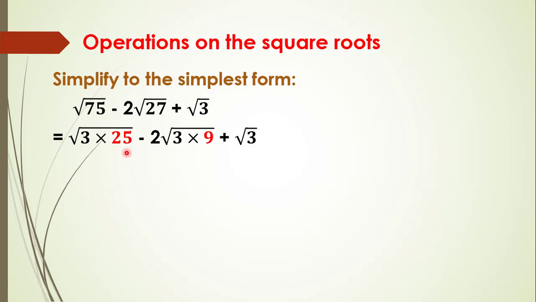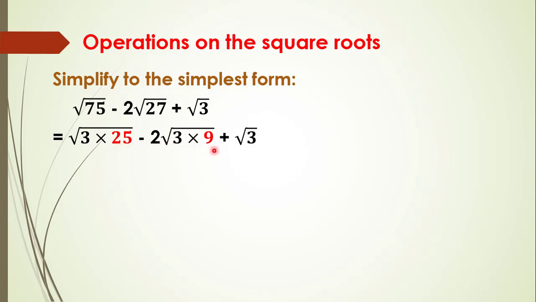I'll choose 25 and 9 because they are perfect squares. So I can put them outside the root. So the first one, 3 times 25, we have a square root. The square root of 25 is 5. So it will be 5 root 3.